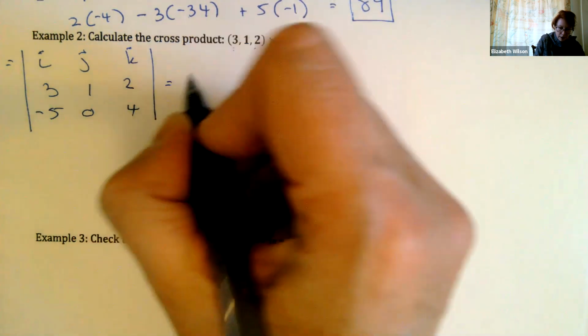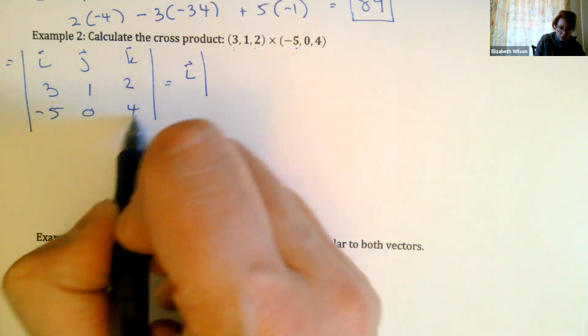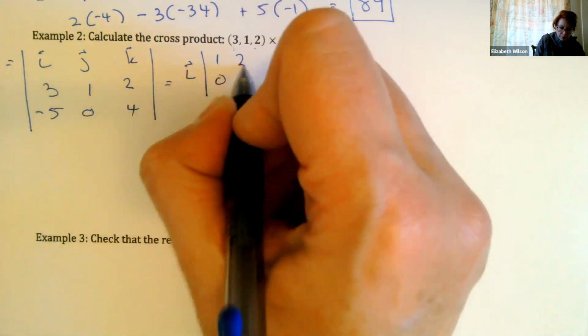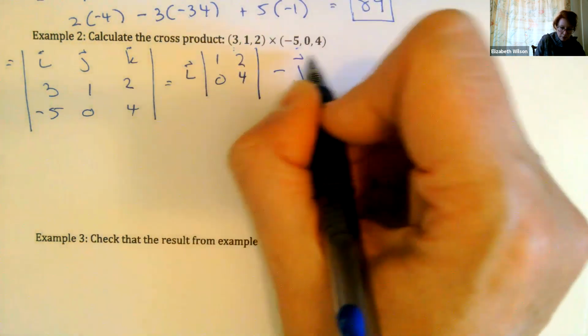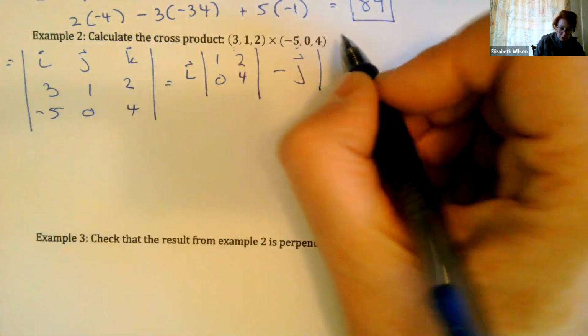So I'm going to write this out. I times first row, first column, I ignore those. 1, 0, 2, 4. Minus j. First row, second column, I ignore those and I use what's left over.